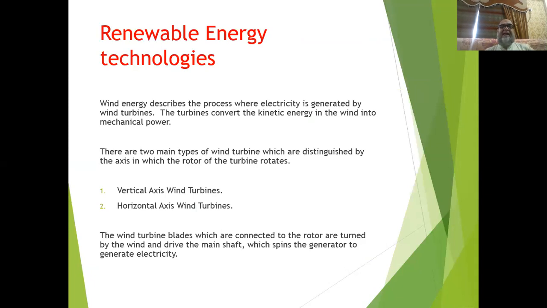So wind energy describes the process where electricity is generated by wind turbines. The basic concept is that these turbines convert the kinetic energy in the wind into mechanical power. There are two main types of wind turbine, which are distinguished by the axis in which the rotor of the turbine rotates. There are vertical axis wind turbines and horizontal axis wind turbines. The wind turbine blades, which are connected to the rotor, are turned by the wind and drive the main shaft, which spins the generator to generate electricity.